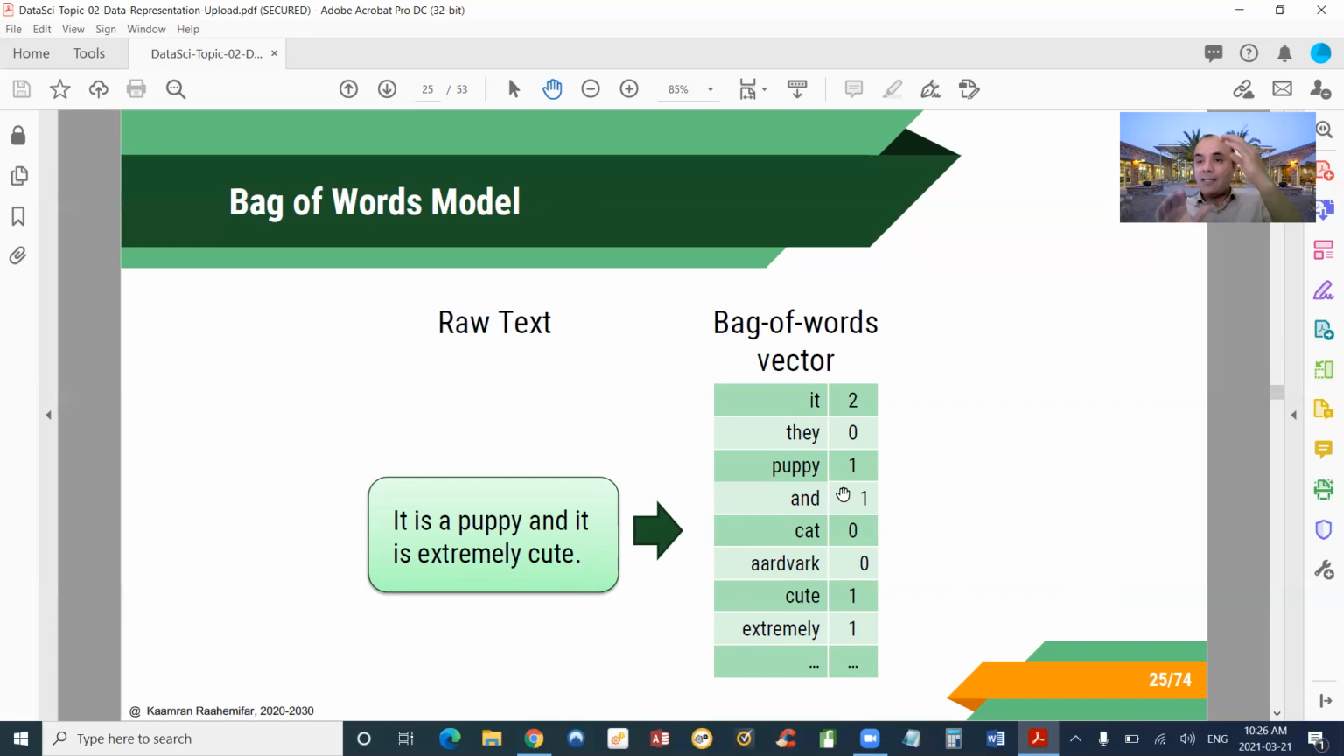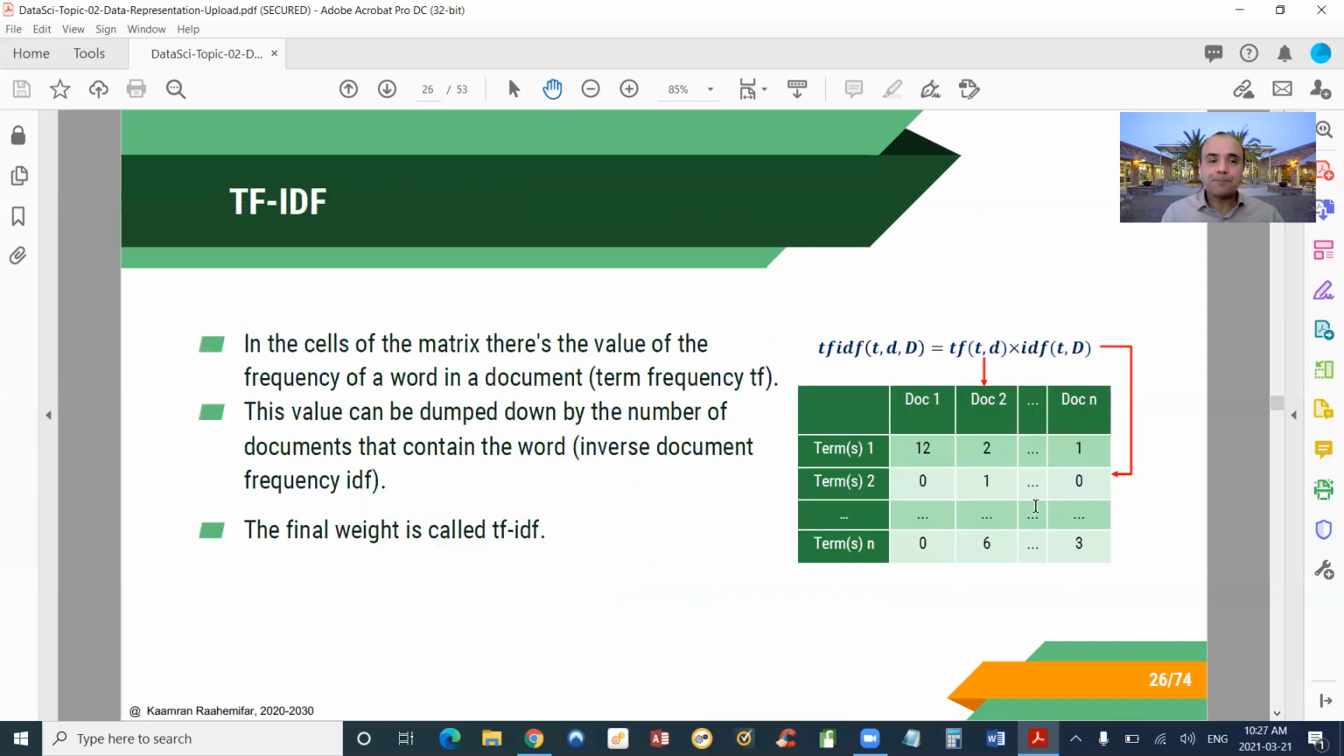So if you take a look at my limited snapshot of my 2,000 rows, 1 million rows of words, I have 2 it, I have 1 puppy, I have and, I have 1 cute, and I have 1 extremely. It doesn't even tell me what order it is. And of course, the meaning, the sense of it, the feeling of it is lost in that process. But that's the way a computer is supposed to translate a text into a bunch of numbers.